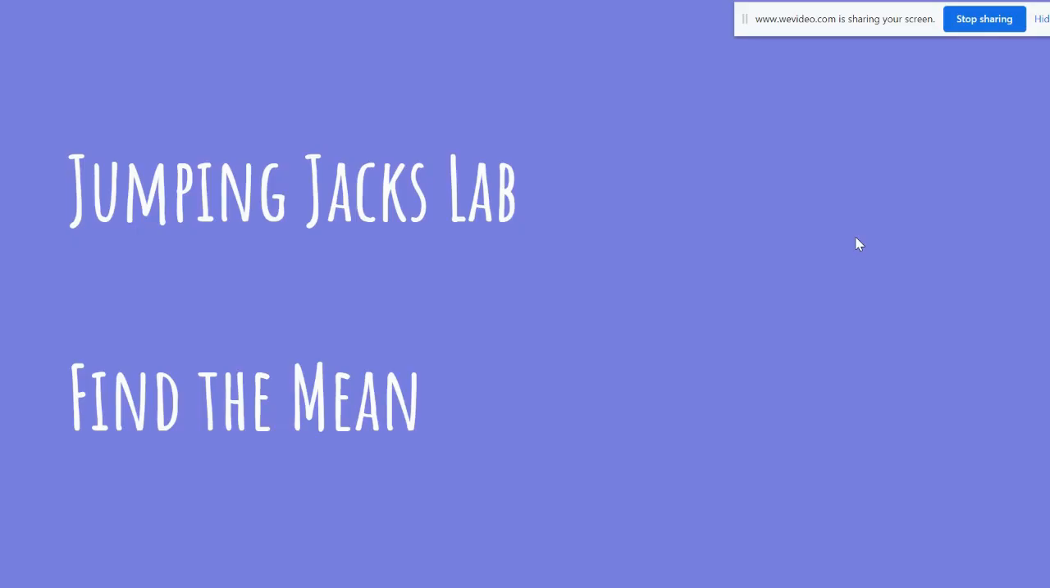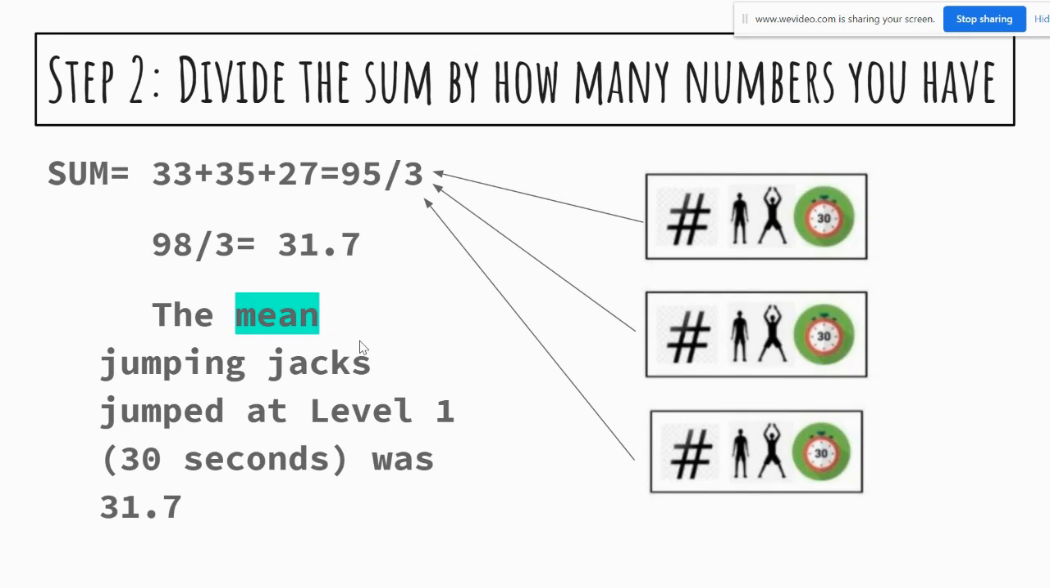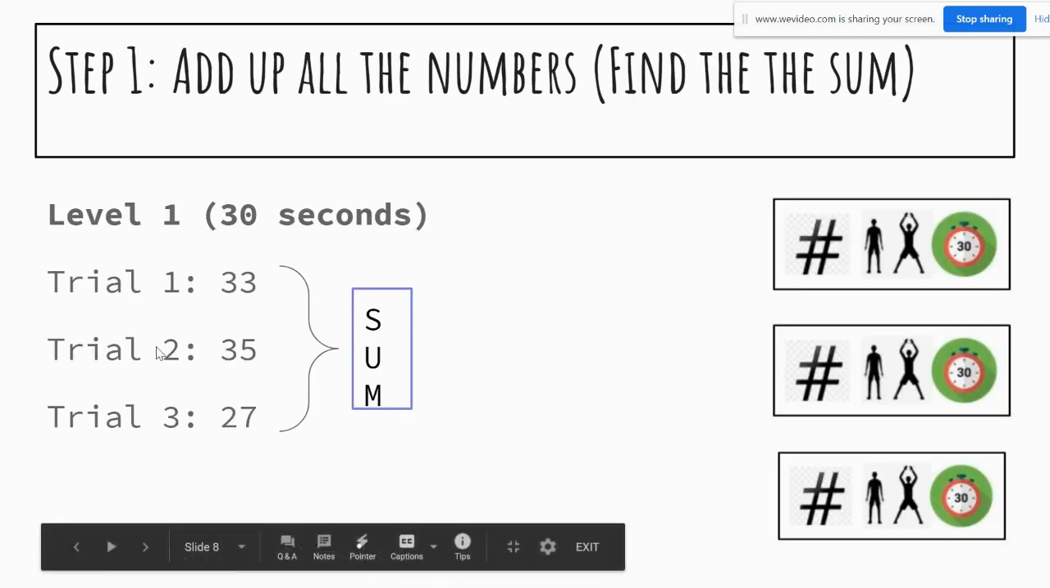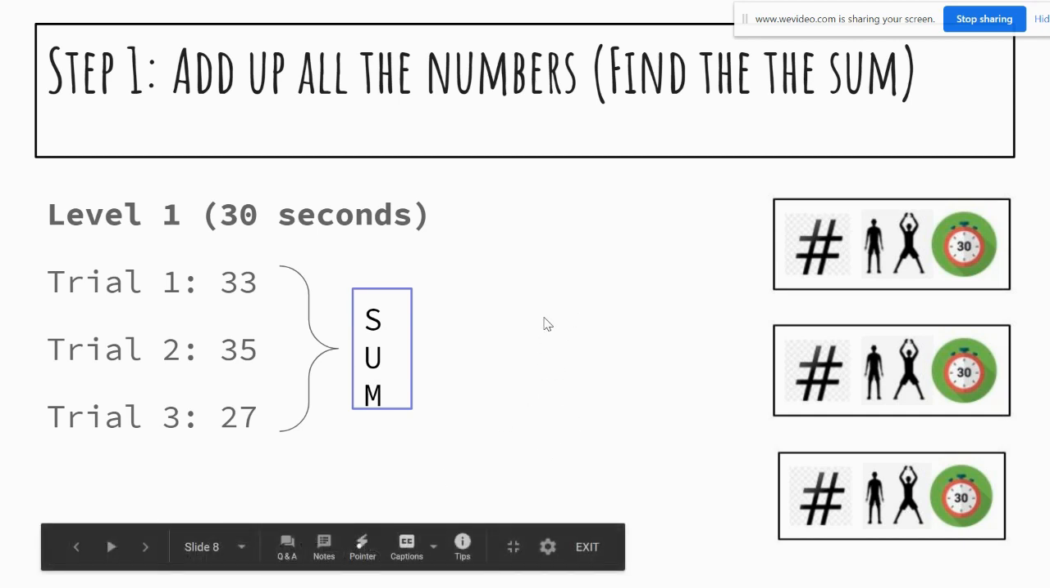In the Jumping Jacks lab, you're going to do the same thing. To calculate the mean, you're going to add up all the numbers, find the sum, and then divide by how many numbers you have. So when I did this at level 1 for 30 seconds, I did 3 trials. The first time I was able to do 33 jumping jacks. The second time I was able to do 35 jumping jacks. The third time I was able to do 27. I added those 3 numbers, 33 plus 35 plus 27, to get the sum. And the sum is 95.